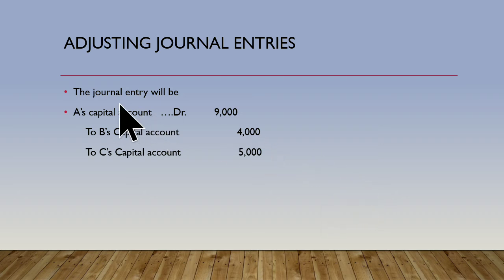The adjusting journal entry: A's capital account debited 9,000, to B's capital account 4,000, to C's capital account 5,000. Remember, my dear friends, while reading the question, read it carefully, mindfully, tactfully, because sometimes the question may mention fixed capital. If you find the word fixed in a question, then the adjusting entry will be A's current account 9,000, B's current account 4,000, C's current account 5,000, like that. You have to write the answer.